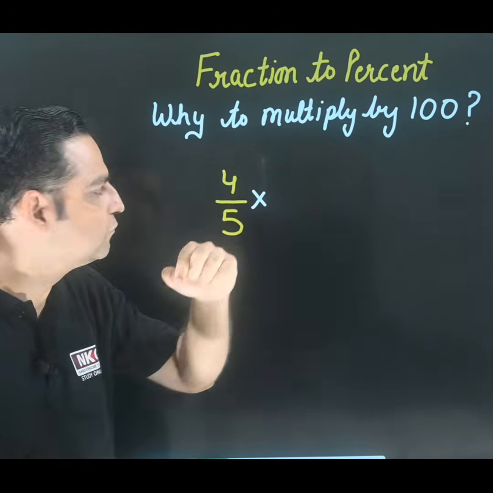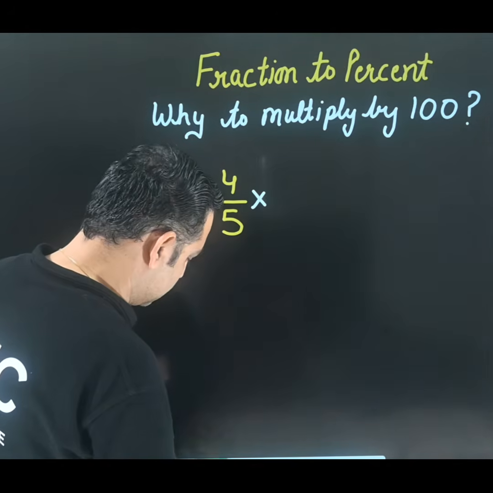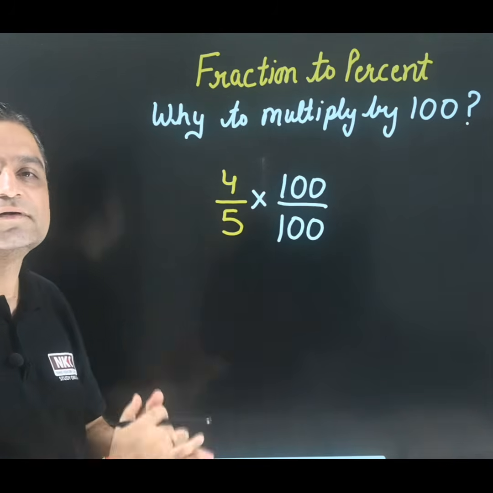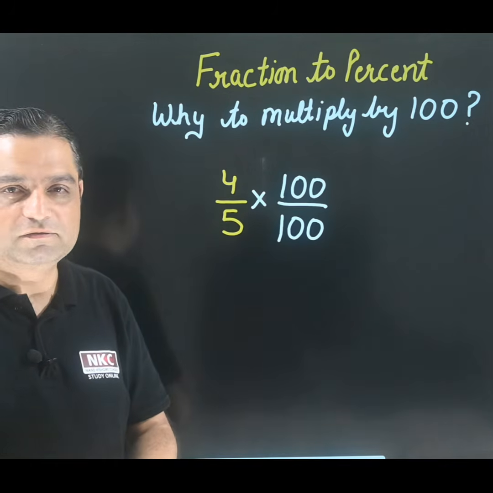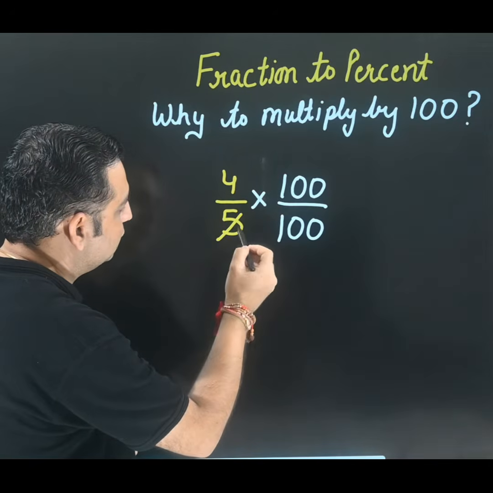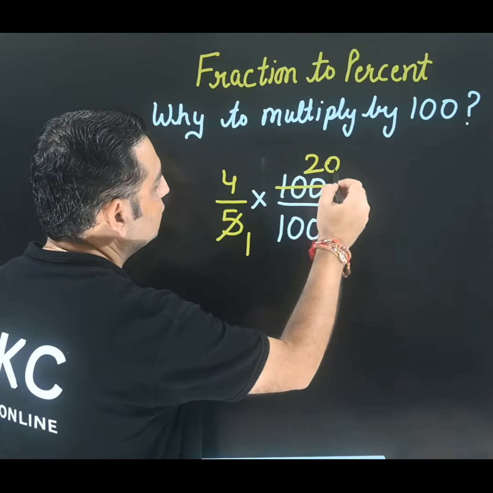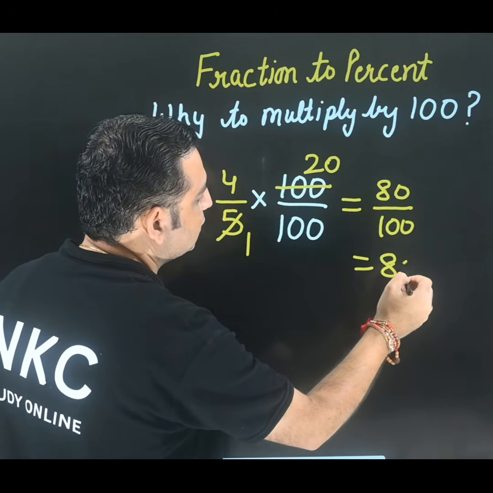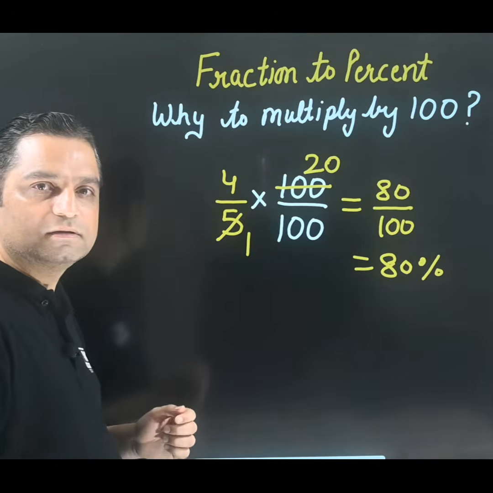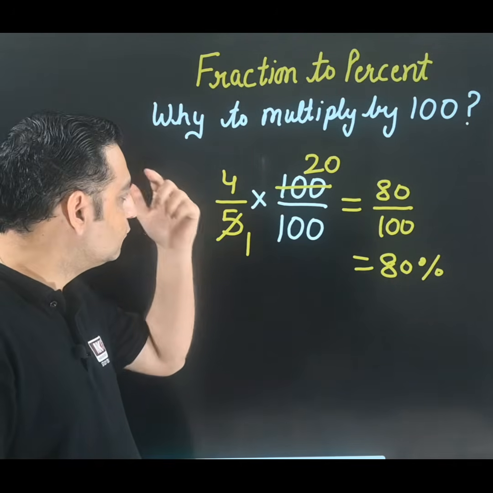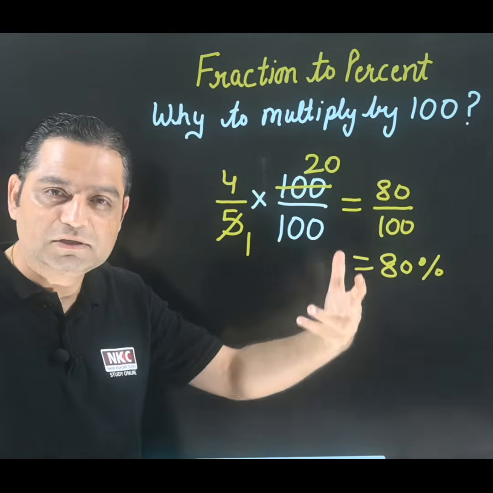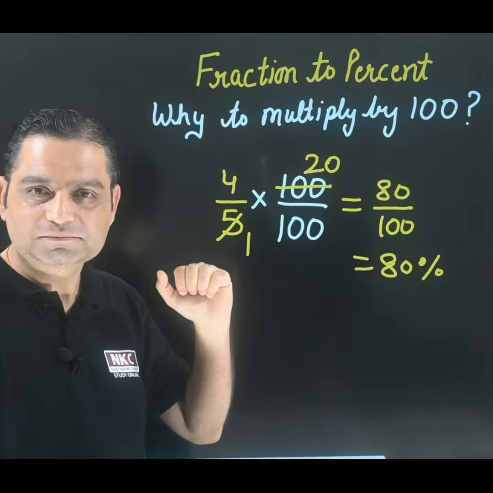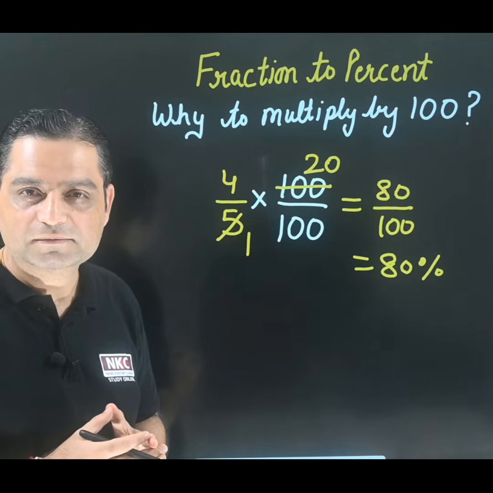So a generalized method is formed, that you can always multiply it by 100 over 100. What I have done is just multiplied by 100 over 100. You will see the same result will be obtained. 5 times 1 is 5. This is 20. Now see, 20 multiplied by 4 is 80. Again 80 over 100, which can be written as 80%. I hope you are getting it. That means without thinking about which number I should multiply with, you can always just write 100 over 100, and you will finally get the same result.